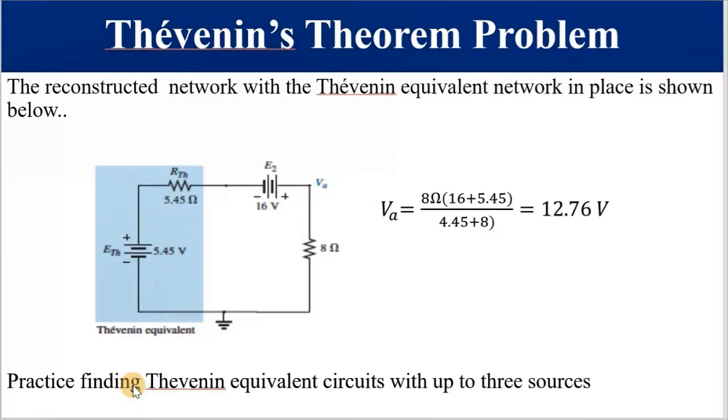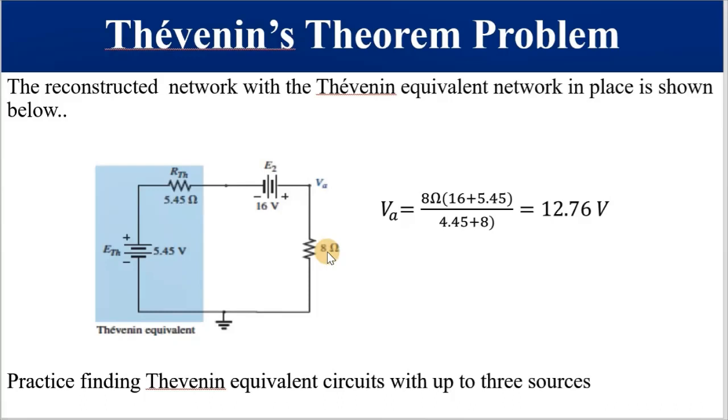The last slide on Thevenin's theorem, and the last part of the work, problem number 3. We are now going to reconstruct the network with the Thevenin equivalent circuit in place, and we are now going to find VA. So we have replaced the removed part, which is E2 and this resistor, and this shaded area shows the Thevenin equivalent circuit. Please take note, the ground is the same as the negative terminal. So how do we find VA? VA is the voltage between this point and this point, which is the voltage across the 8 ohm resistor.